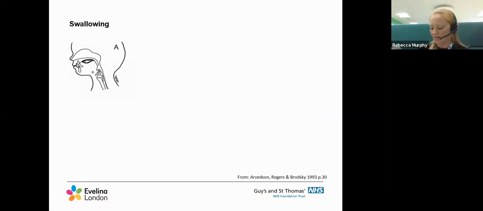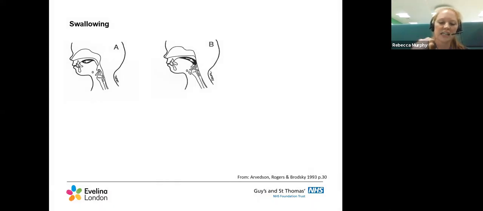The black bit there is the bolus. What happens is, obviously with our babies, they're taking in the milk, and then their tongue elevates to the roof of their mouth, and they push the bolus back to the back of the mouth. So when I say bolus, I mean the milk. It gets back to the pharynx, and from this point onwards, everything that happens is involuntary.